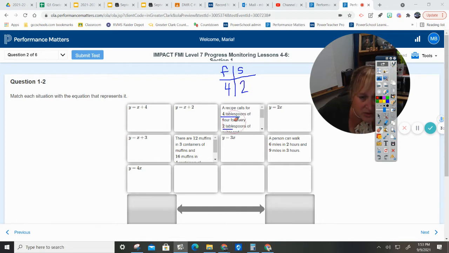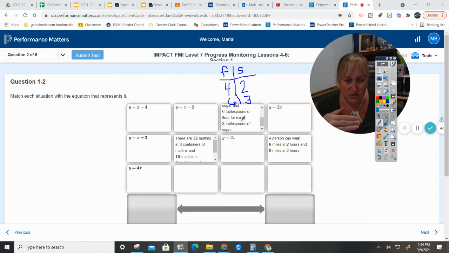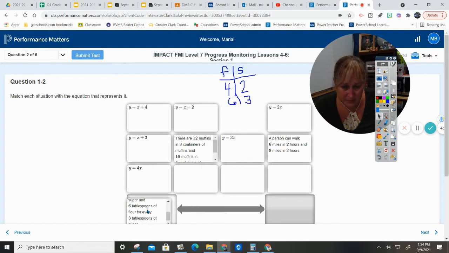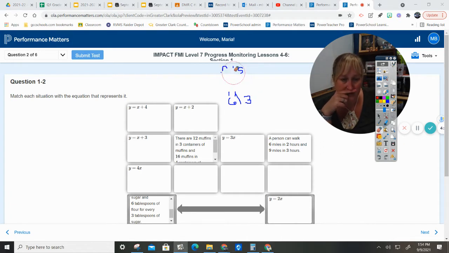Okay, I'm glad you guys probably have a desk to write on, and you're not trying to write with the mouse. And then 6 tablespoons of flour with 3 tablespoons of sugar. So it looks like it's 2x. Right. Because see how I multiply it by 2 to get there? So this one goes with this one. Okay. So let's try the next one.